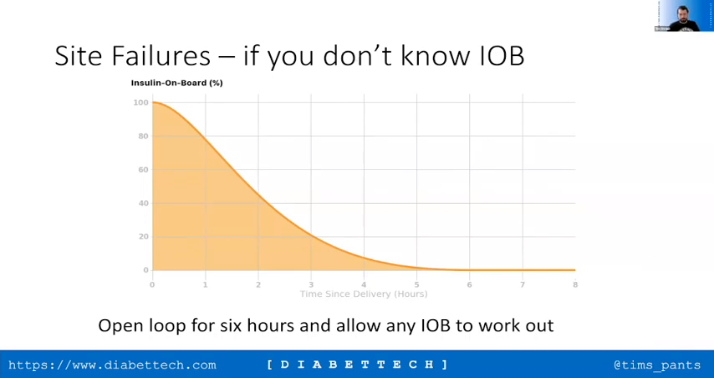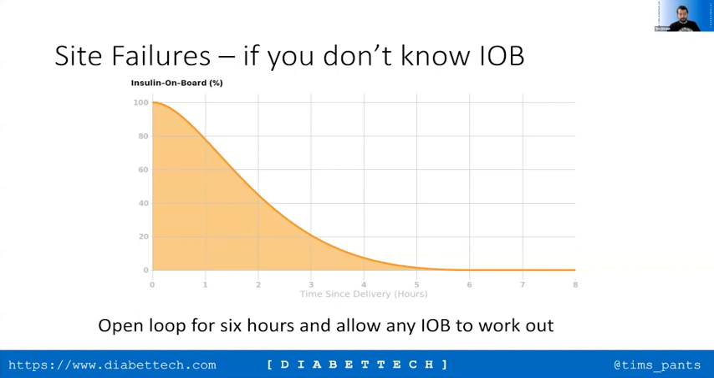But site failures, what about site failures if you don't know insulin on board? So I suppose the question is, how would you know insulin on board? And you can potentially make a guess at what's been delivered. Certainly if there's an occlusion showing, it's more likely there's less insulin on board. But the reality is, if you've got no idea about how much insulin is on board, the loop thinks you will have a certain amount.